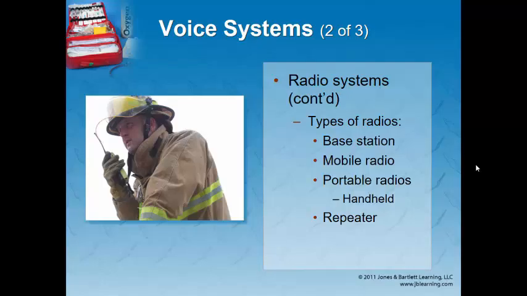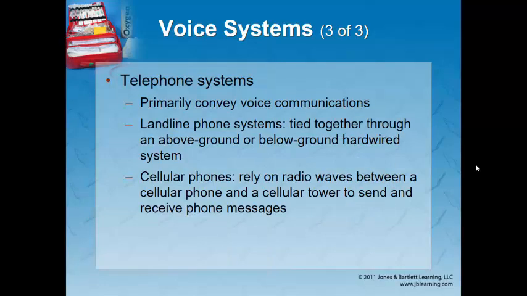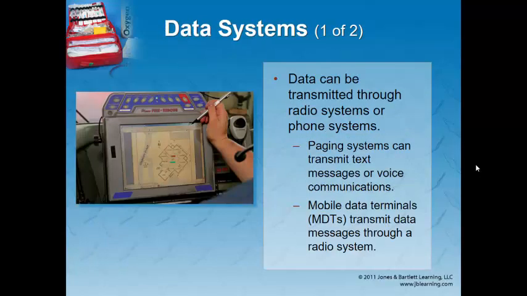Since portable radios are really for short range, you may have to use a repeater, and that's usually at a fixed location at a very tall site that can take that information and repeat it at a higher output to reach further than would be just on its own. Telephone systems are still voice communication, so it could be a landline that is hardwired in the home or the business, or a cell phone that relies on radio waves as well as service from a cell tower to send and receive phone messages.